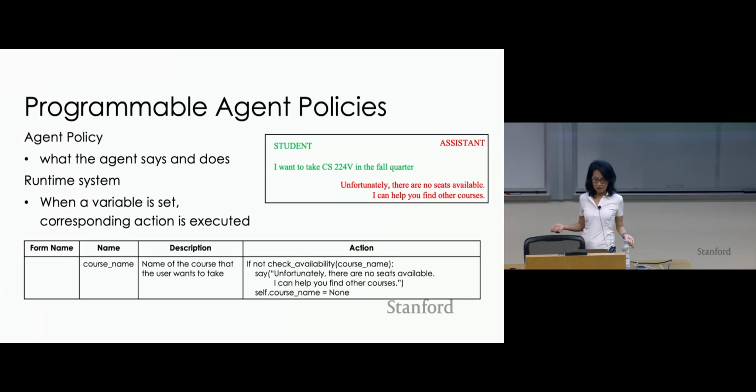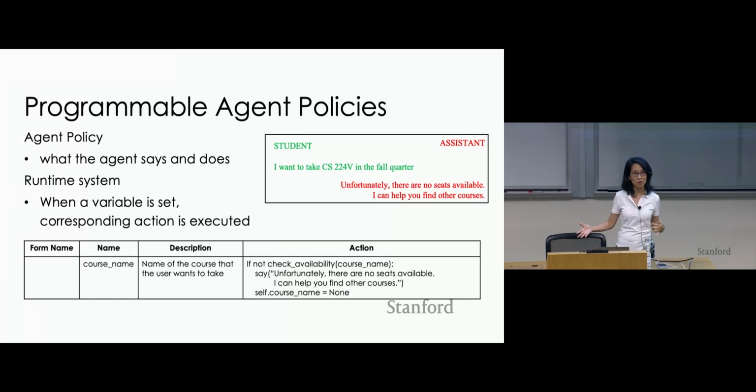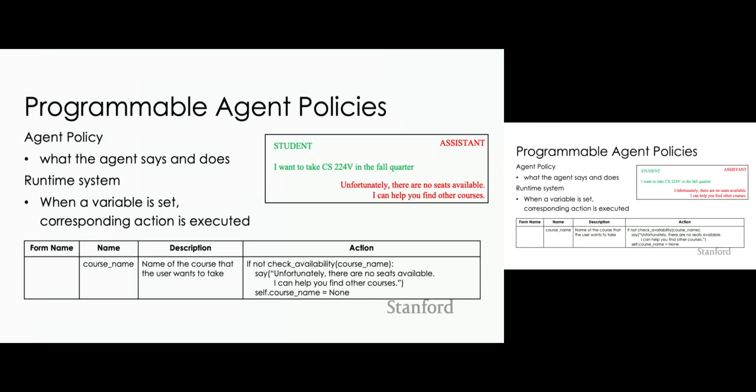For example, the agent says, I first of all have to check if the course is available. If it is not available, I have to say to you that there are no seats available. I can help you find other courses. And I will remove the fact that you want 224V because it is not available. So this is the action the agent is going to do. So when you create an agent, you get to control what it does as the information comes in. Okay, so that's why we have an action field associated with an agent.